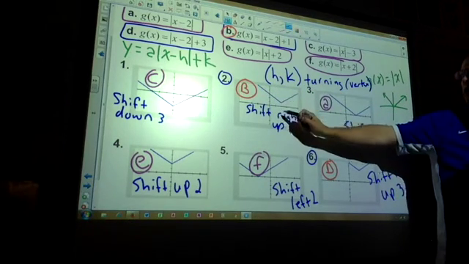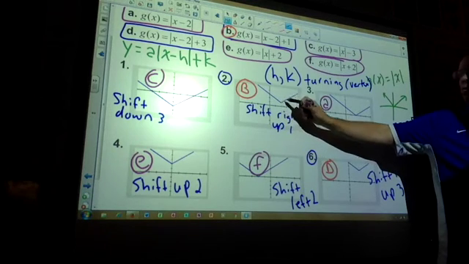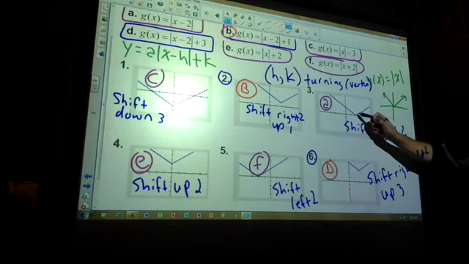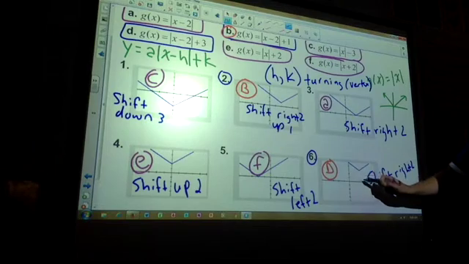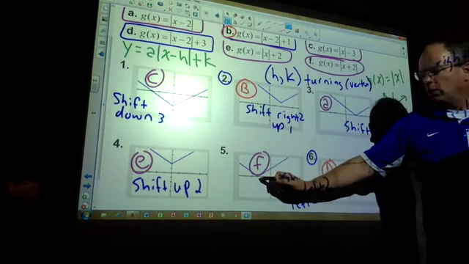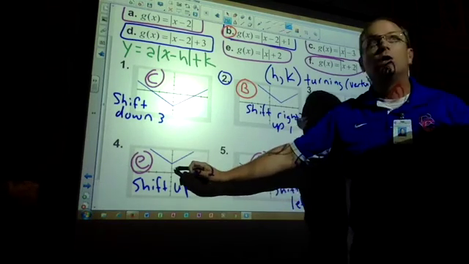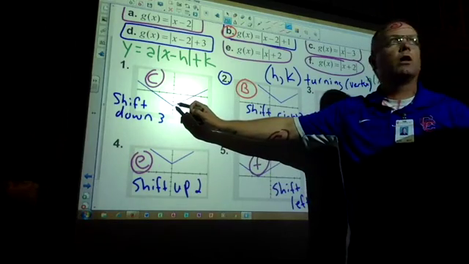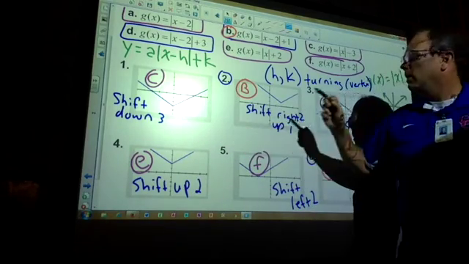It looks like 2, 1. Right 2, up 1, 2, 1. What's the vertex here? 2, 0. What's the vertex here? 2, 3. What's the vertex here? Negative 2, 0. What's the vertex here? 0, 2. What's the vertex here? 0, negative 3.